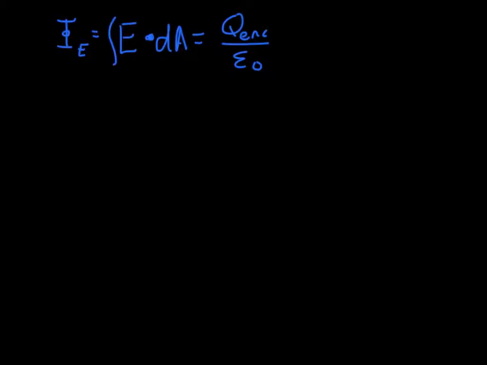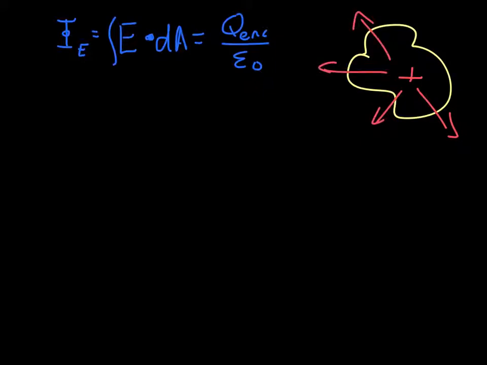So let's talk about how to use this. First thing, you'll notice I wrote Q enclosed. That's because if you have some weird surface here, and there is a plus charge, the field lines from this are going to go out. But if you have this charge outside, I'll make this another plus charge, the field lines from it go in, so negative flux, and out, positive flux. Therefore, the only charge that matters is the charge enclosed.